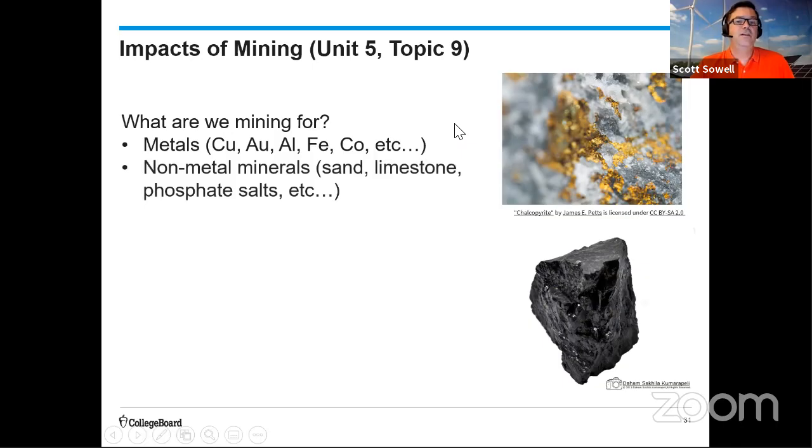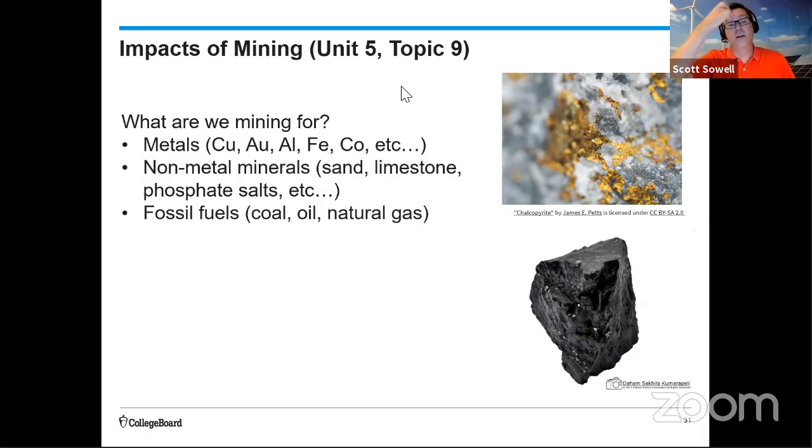We might be mining for non-metal minerals. One that I like to think about is phosphate salts. Here in Florida, we have lots of phosphate mines, and phosphate is mined out of the ground and used for things like fertilizer. And then we could also be mining for fossil fuels: coal, oil, and natural gas. When we get into the energy unit, we'll talk a little bit more about some other oil and natural gas mining practices like hydraulic fracturing, but today we'll focus on coal mining here.